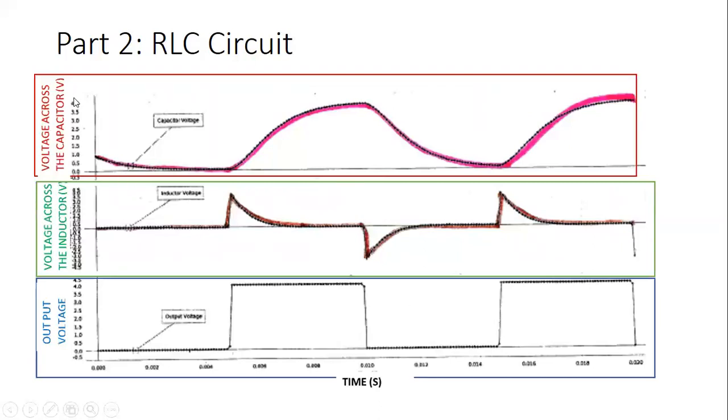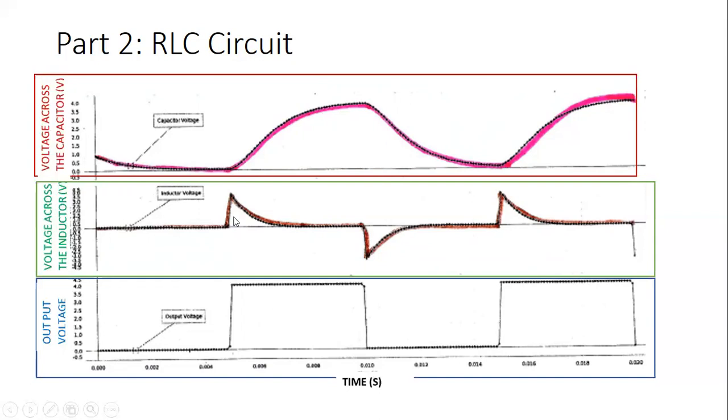As you see here, the first graph is the voltage across the capacitor versus time. The second one is the voltage across the inductor versus time. And the third one is the output voltage. We are sending a square wave input, and we are measuring the variation of voltage across each piece, right? Here, we see the voltage across the capacitor is smooth. It is a smooth exponential increase.